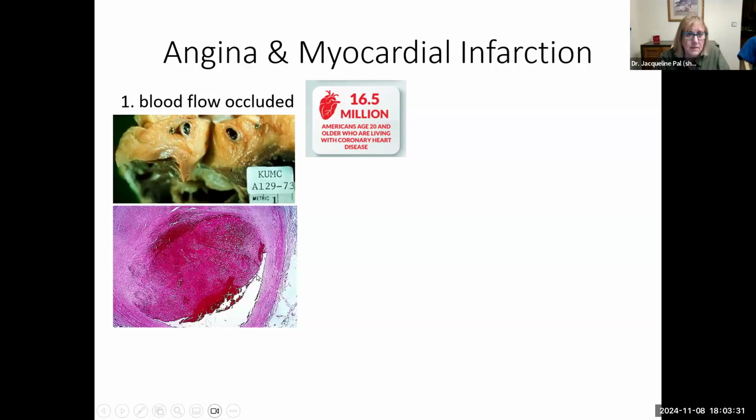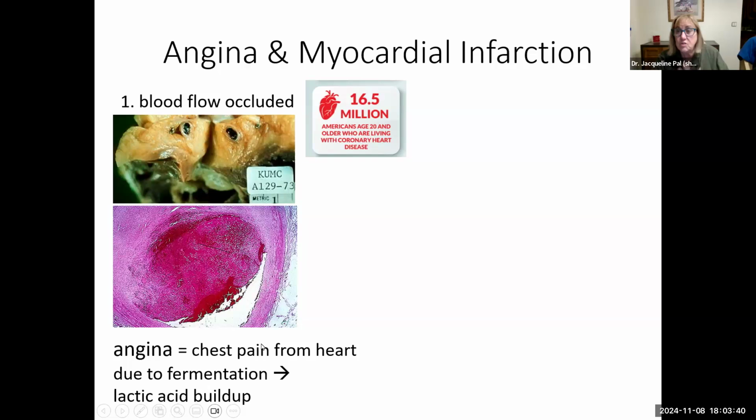But if it's not completely occluded, as in this one, it's going to give you chest pain known as angina. And the reason why it gives you chest pain from your heart is because the heart muscle there is not getting adequate perfusion. So it's not getting its normal blood supply. So the heart still has to keep on, it's still beating, and it's still contracting. And so it's not getting its normal supply of red blood cells, so it's not getting its normal oxygen supply.